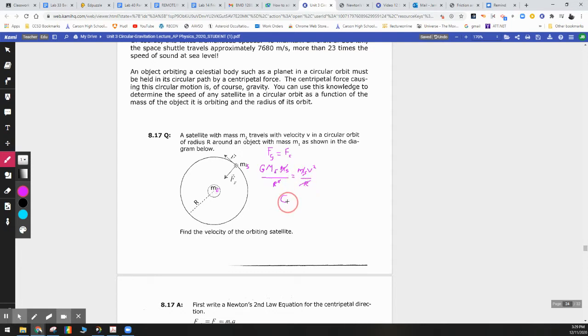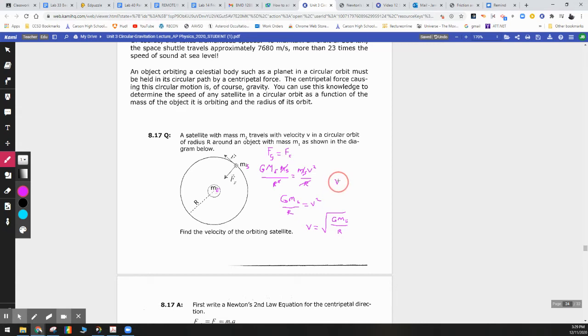So what happens is that we have big G, the mass of the Earth, divided by R, is equal to V squared. So the velocity for an orbiting satellite becomes V equals the square root of G times the mass of the Earth, all divided by R. This is an equation for circular orbit.